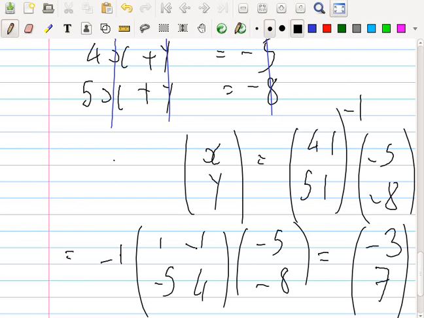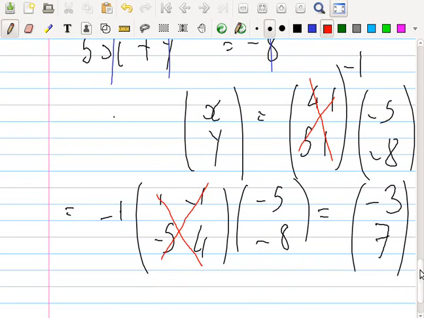Here? Let's see. What I did was I swapped 4 and 1, so that makes 1 and 4. And then I minus these ones, minus 1 and minus 5. So that was the only swap I made, just one swap. And then I multiplied here to get these two. Is that okay?